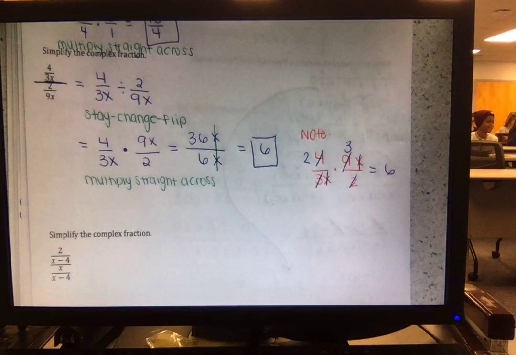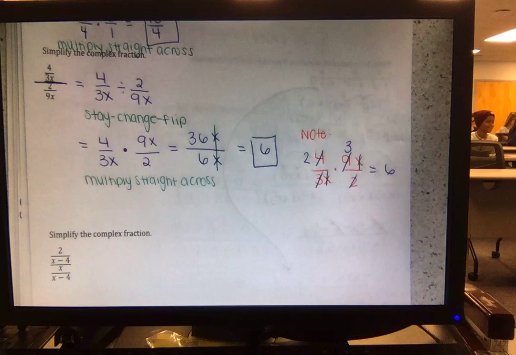Now we have it as multiplication. We can multiply straight across, just like last time. So we have 2 times x minus 4 all over x minus 4 times x. Notice each little fraction is its own factor, it's its own family, so you need to put it in parentheses to separate it. So now we have 2 times x minus 4 all over x minus 4 times x.